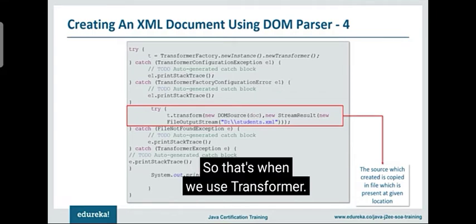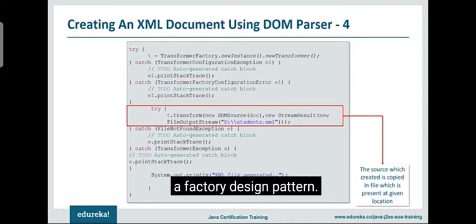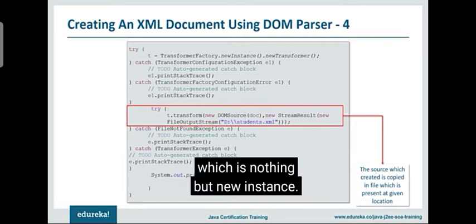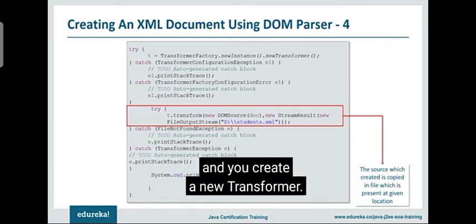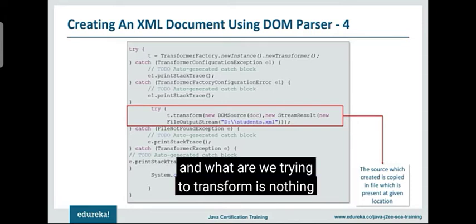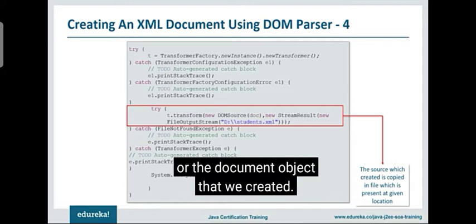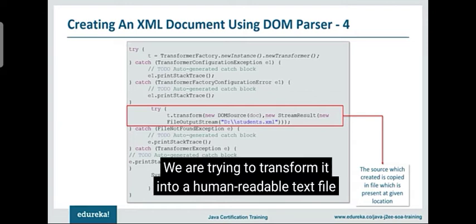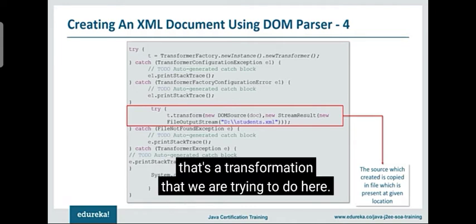So that's when we use transformer. There's a transformer factory, and since it's a factory design pattern, it's exposing a method which is nothing but newInstance. So you create a new instance of transformer factory and you create a new transformer. So what you get is nothing but a transformer. And what are we trying to transform? We are trying to transform the document object that we created into a human readable text file or the XML file. All right, so that's the transformation that we are trying to do here.